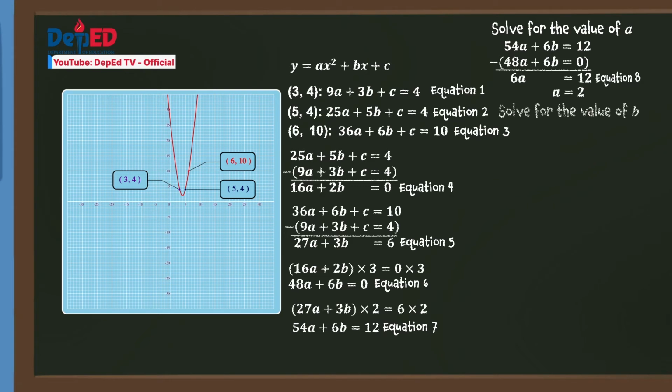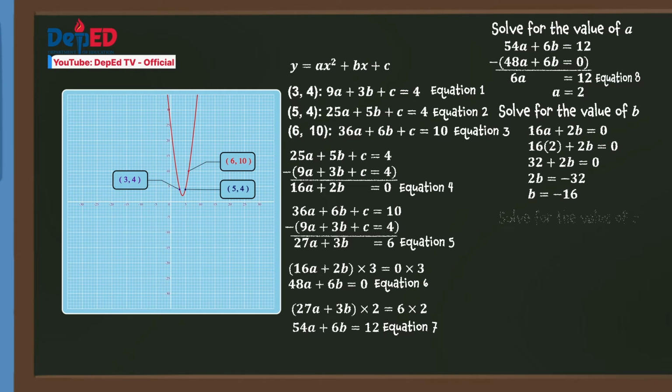Let's solve for b using equation 4. 16a plus 2b equals 0. By substituting the value of a, we have 32 plus 2b equals 0. This means that 2b is equal to negative 32. Hence, b is equal to negative 16.